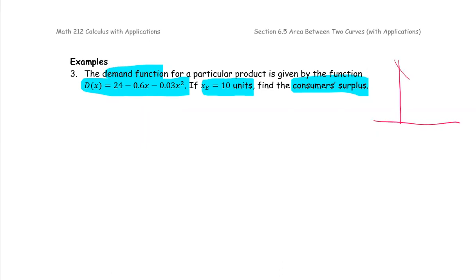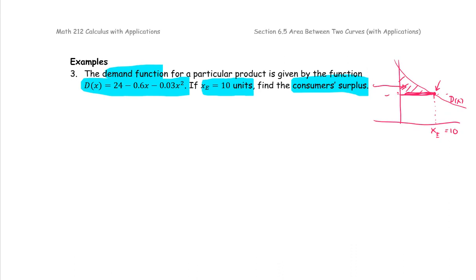the demand function is coming down, and then there will be the market price. So that is the equilibrium point. This one is the demand, or D(x), and at this level it occurs at xe, and xe for this problem is 10. So we're going to find out the consumer surplus, which is the additional area there.